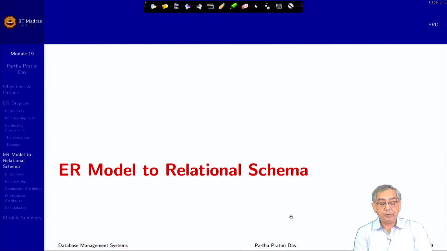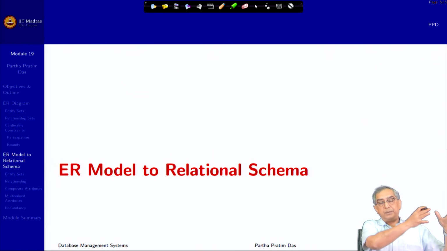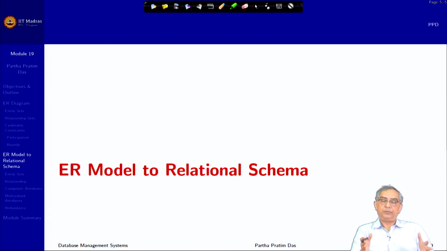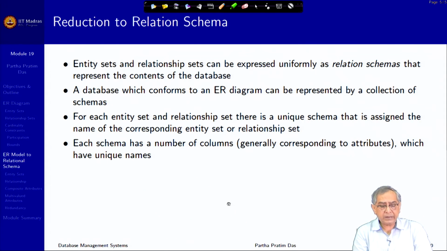So, we will move to the ER model to relational schema. Now we have the ER model. We had a concept, and from that concept we formed the attributes, entity sets and relationships. Then we represented that without ambiguity in terms of the ER diagram. Now we have to start creating the relational schema. This is called reduction to relational schema.